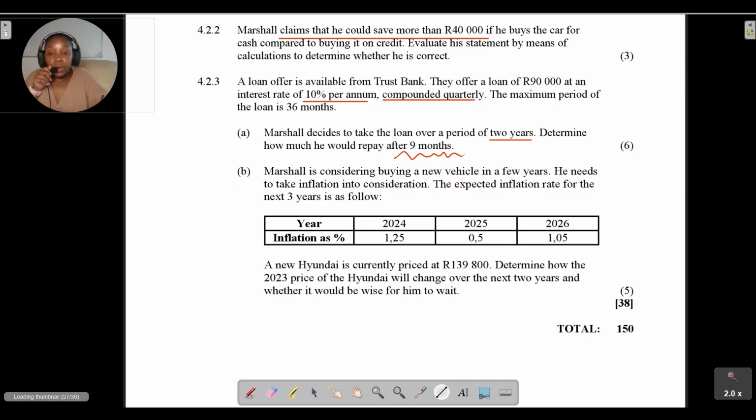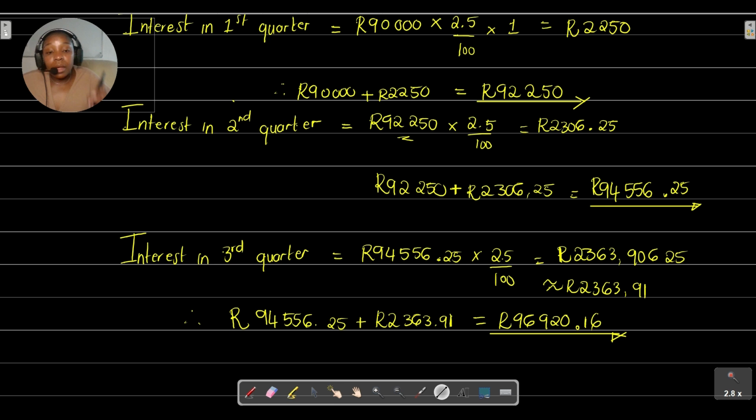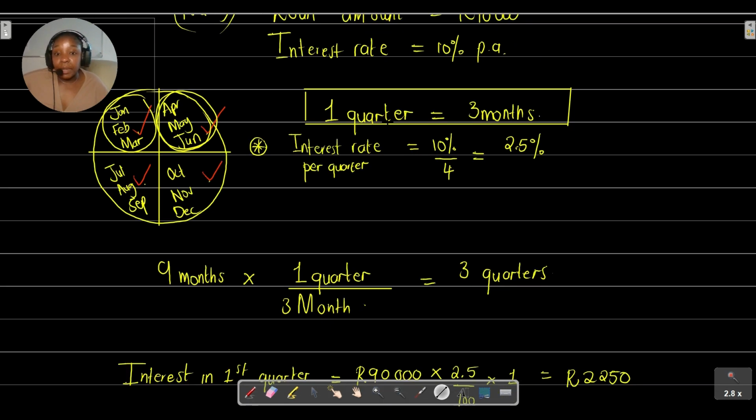So going back to the question, how much would he repay after 9 months? The amount that he would actually repay after 9 months is 96,920.16. So this question is a bit jam-packed, right?